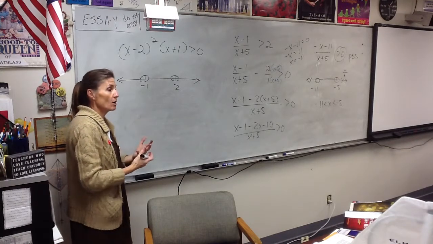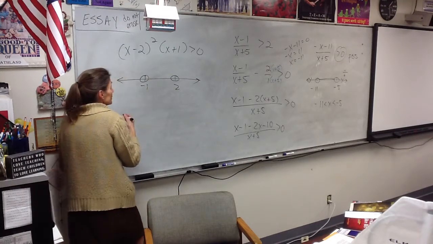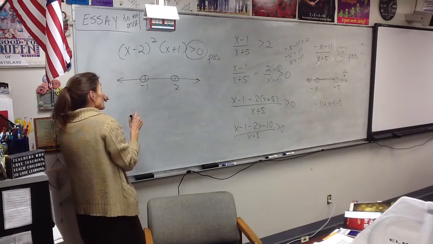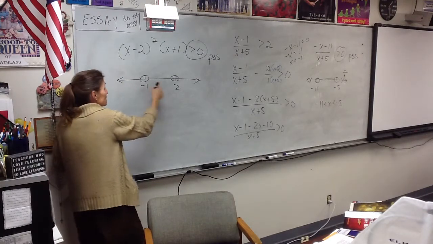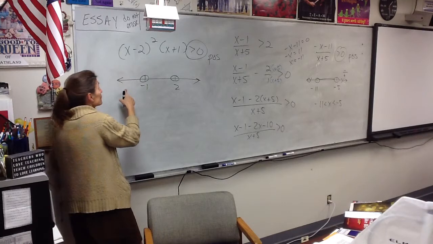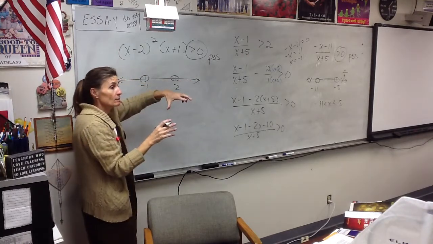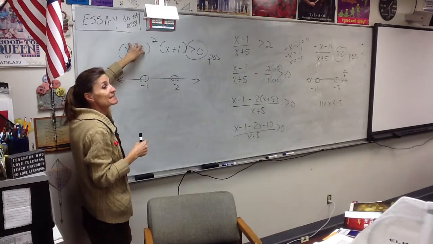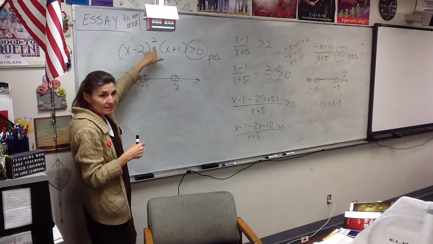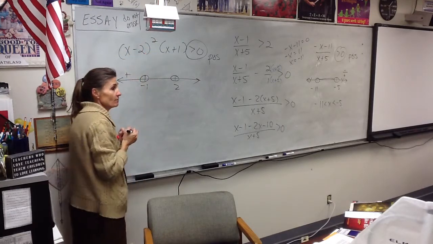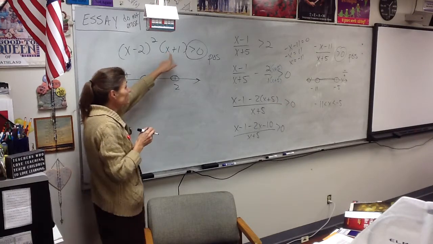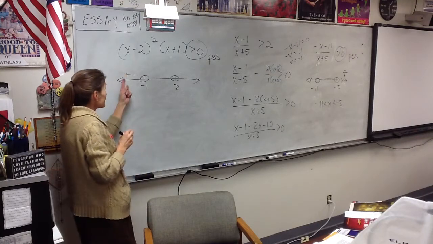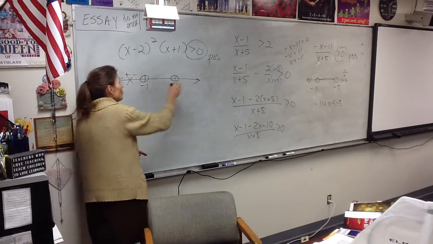Okay? So here we go. Checking the first region. Now remember, this means positive. I'm looking for positive results. I'm going to put in something over here first. I have to do all 3. So I'll put in -2. Now be really careful here. When you put in -2, the parentheses is negative, but you're squaring it, so it ends up positive. This one, however, when you put in -2, it stays negative. Does that work? No, because you wanted positive.